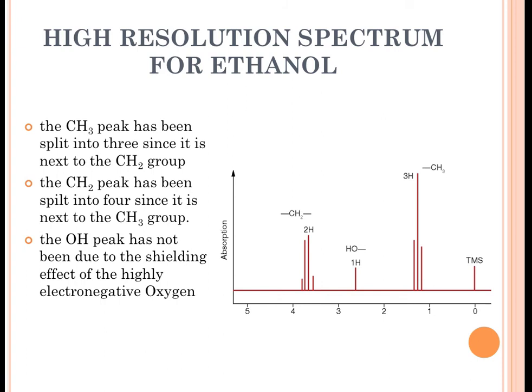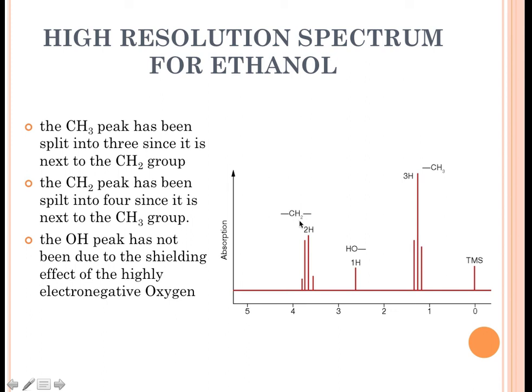So if we go back to ethanol, ethanol, remember, had 3 environments, and we can still see that, because none of the information from our low res has disappeared, and we're still using that. So I've got 3 environments: 1, 2, 3. I've still got a relative peak area of 3 to 2 to 1. And that's still telling me how many hydrogens are in each group which is causing that peak. But I've also got the information from my splitting. So this one, which is caused by a CH3, that CH3 is adjacent to a CH2.